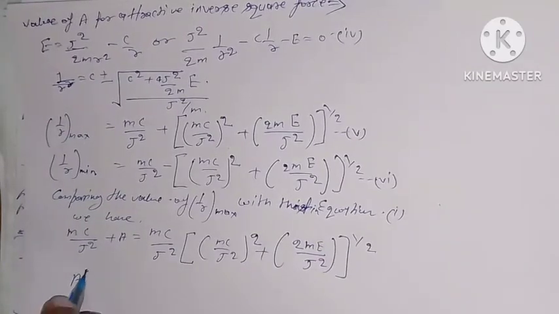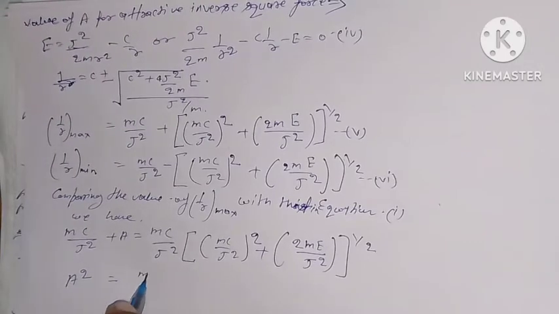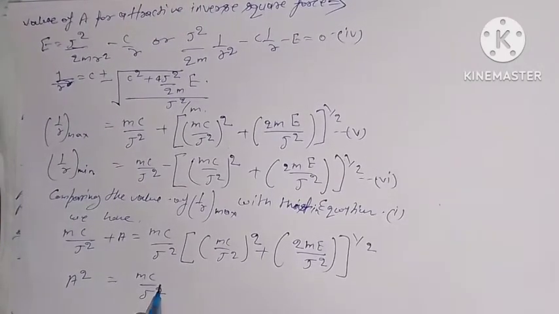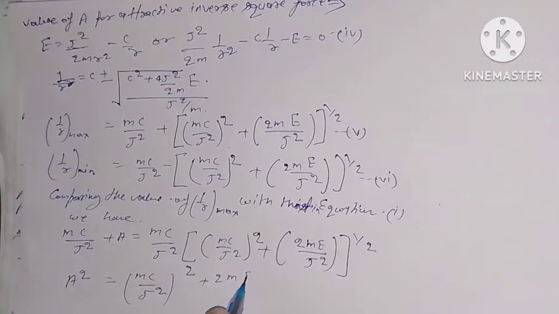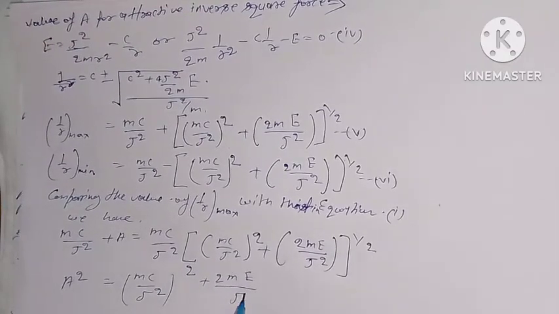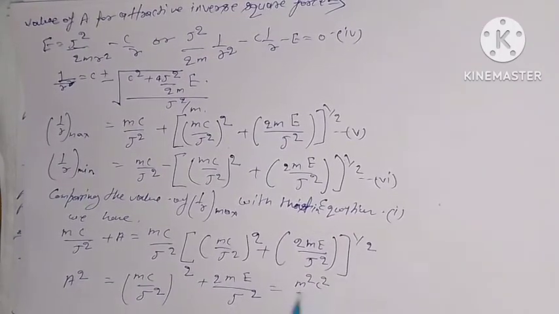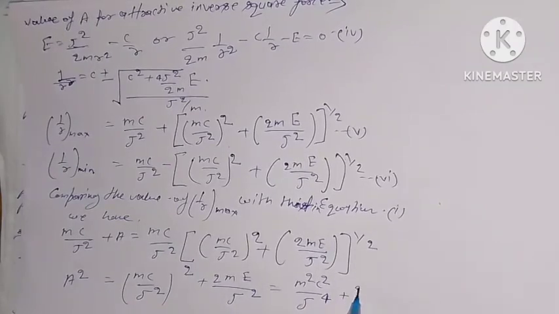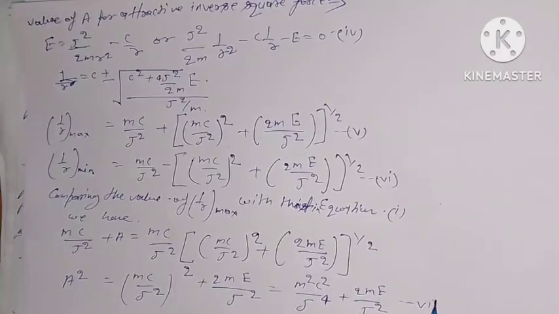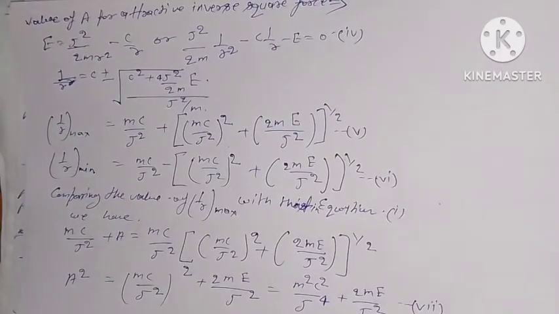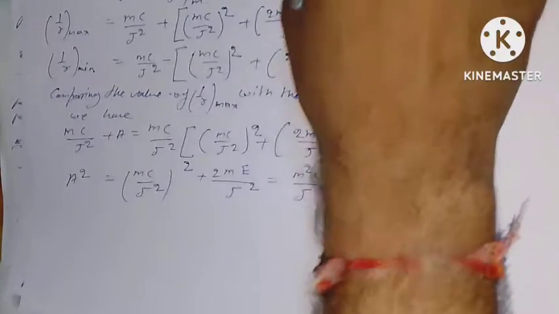Then A square equal to mC upon J square, whole square plus 2mE upon J square. 2mE upon J square equal to m square C square upon J to the power 4 plus 2mE upon J square. This is the equation number 7.